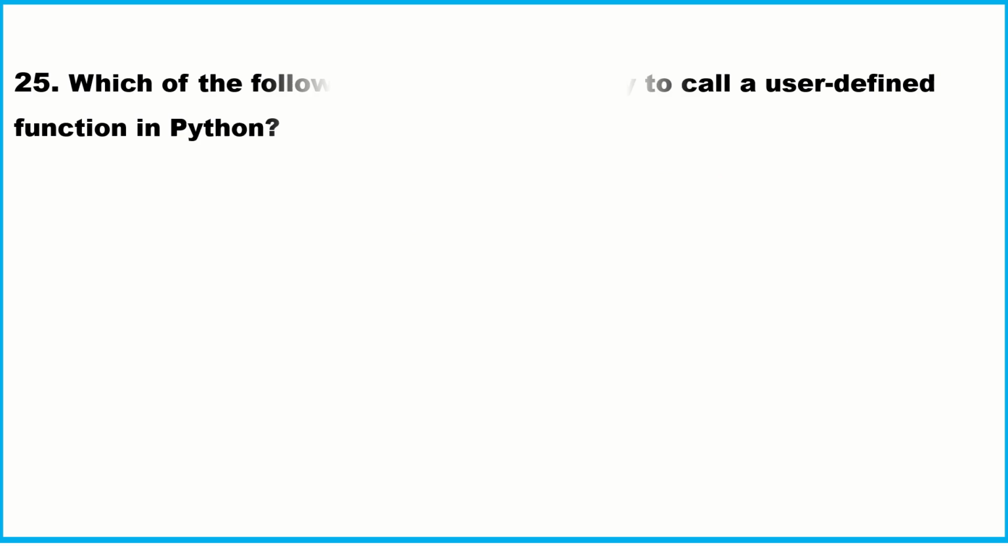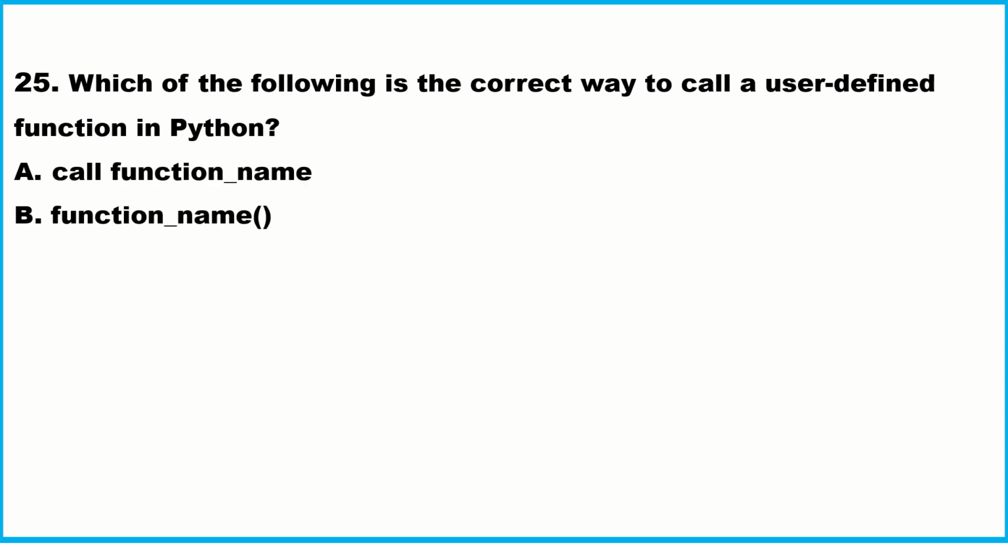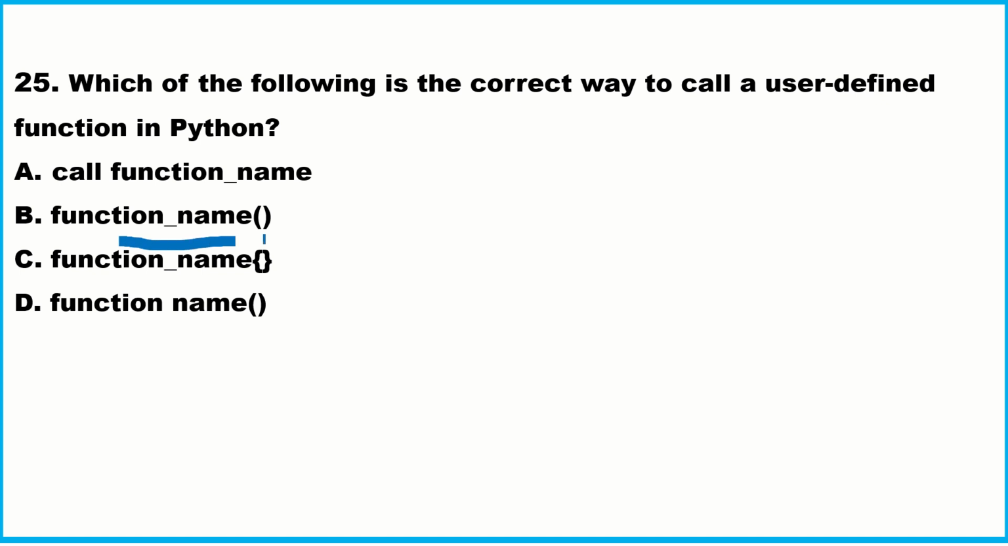Which of the following is the correct way to call a user-defined function in Python? Function name followed by parenthesis. This is the correct way to call a user-defined function in Python.